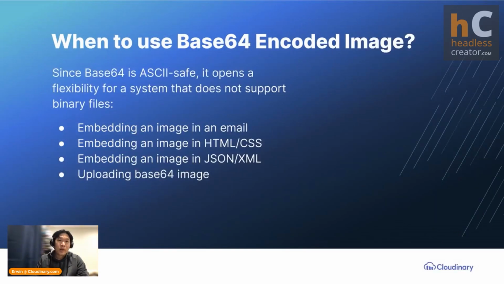So when are we going to use base64 encoding? Since base64 is ASCII safe, as previously mentioned, it opens up flexibility for a system that does not support binary files. A few scenarios are embedding an image in an email, which I'm going to show what that looks like later on, embedding an image in HTML or CSS, as previously mentioned, and embedding an image in JSON or XML, which also are inherently ASCII files. And last but not least, I'm also going to show you how to upload an image with base64 encoding. So let's go back to the code.